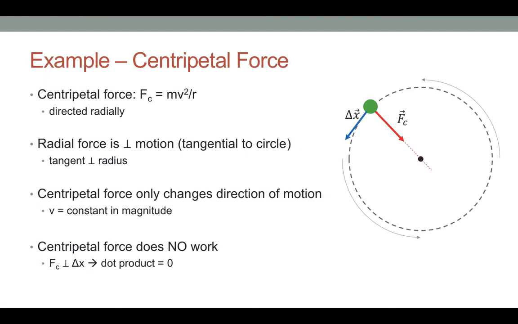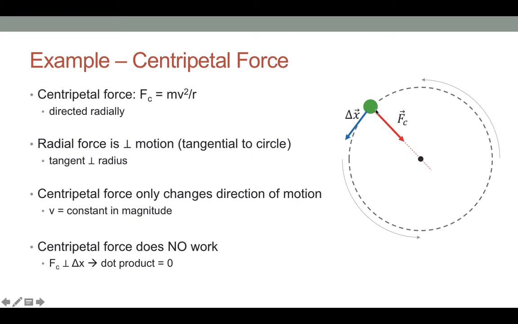Now let's consider a couple of examples. First, we'll take an object going around in a circle. This green ball is going around in this circle. For it to do that, there must be a centripetal force which acts towards the center of the circle. That centripetal force could be the tension on a string. It could be a frictional force between the object and the surface. It could be gravity. We're not going to worry about the nature of the force, but there has to be a force acting somewhere towards the center of the circle.